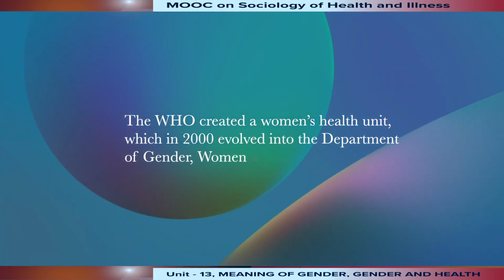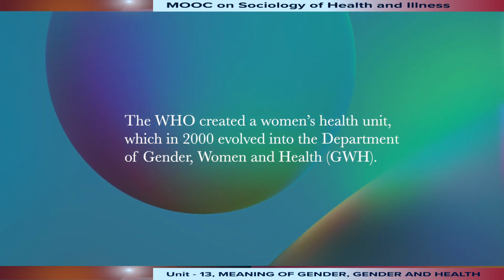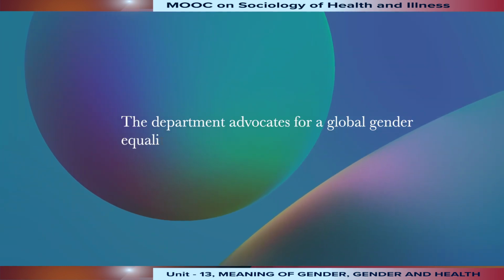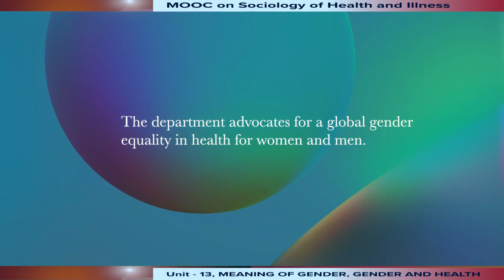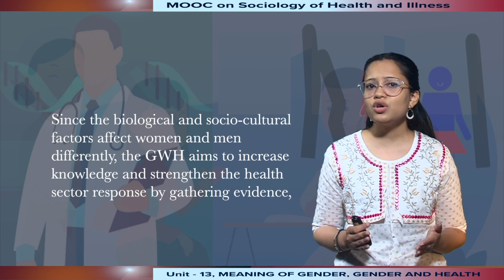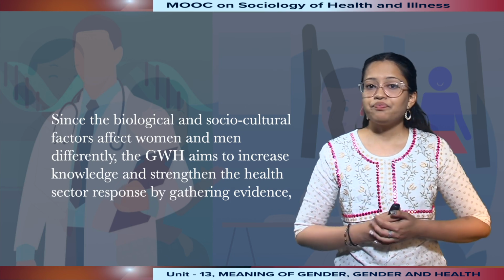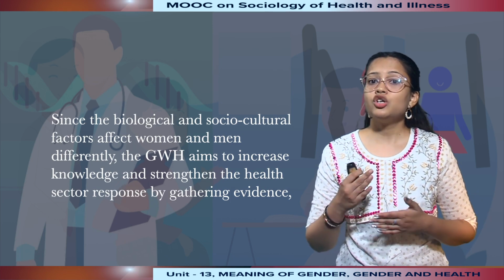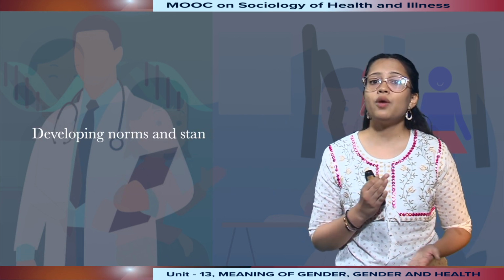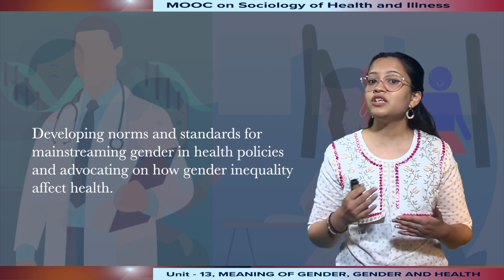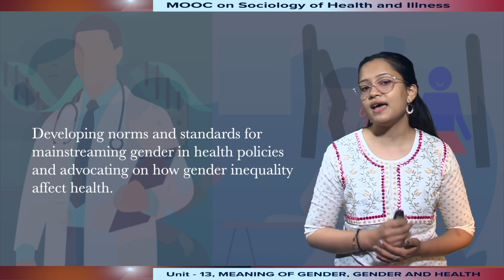The WHO created a Women's Health Unit which in 2000 evolved into the Department of Gender, Women and Health. The department advocates for global gender equality in health for women and men. Since the biological and socio-cultural factors affect women and men differently, the department aims to increase knowledge and strengthen the health sector response by gathering evidence, developing norms and standards for mainstreaming gender in health policies, and advocating how gender inequality affects health.